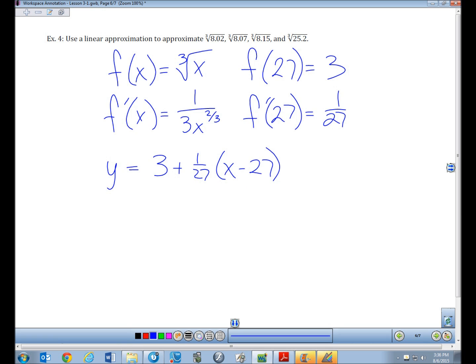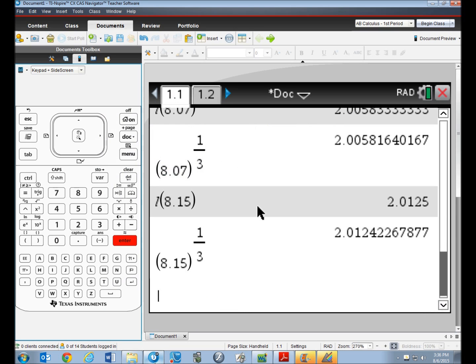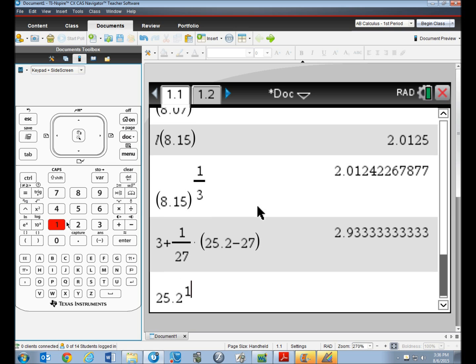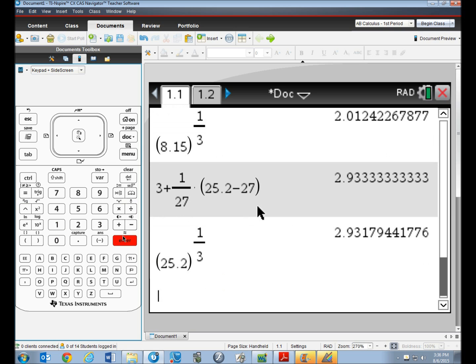All right, so what I'm going to do now is I'm just going to plug in 25.2 into this. So 3 plus 1 over 27, 25.2 minus 27. 2.933. You'll notice I didn't store this one because I'm only doing one thing with it, so it's kind of pointless to do that. So there's my approximation of cube root of 25.2, whereas the actual value is 2.93. It's accurate to 2 decimal places, which is not great, but still, for being as far from 27 as it is, it's still doing a fairly decent job.